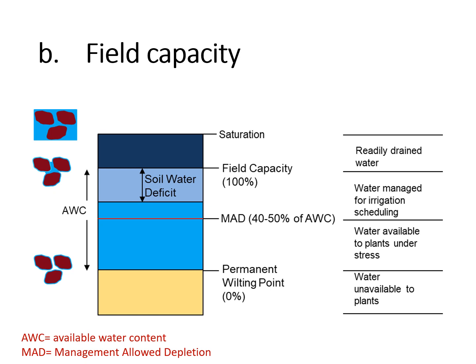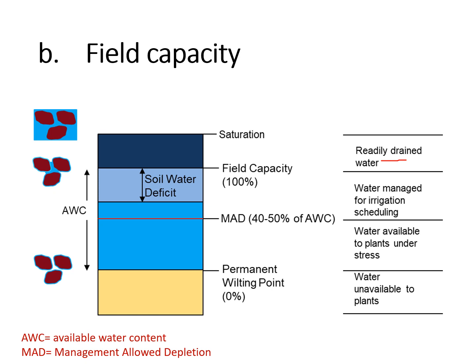And then you can see in the figure the saturation. It means when there is gravitational water, your soil is fully saturated. So when this gravitational water is readily drained, then there is field capacity.